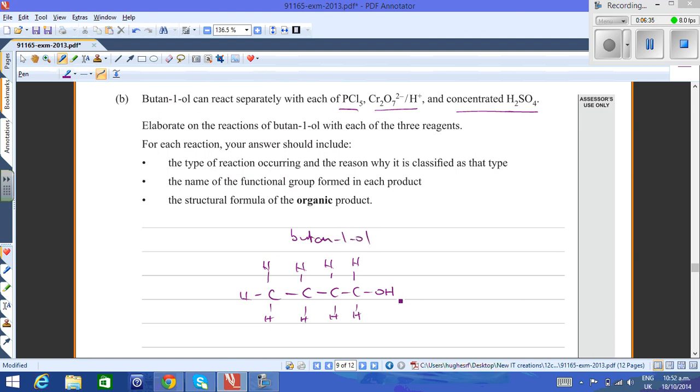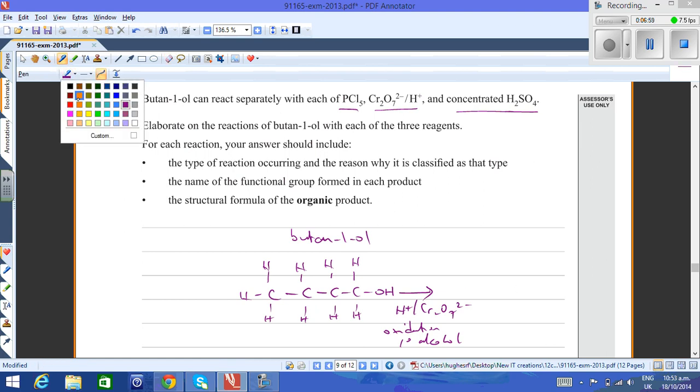And the first reaction we'll take a look at is what happens if you use acidified dichromate, Cr2O7 2-. And of course, this is oxidation of a primary alcohol, and that will give us a carboxylic acid. So you'll have a 4-carbon chain there, and we'll just do that properly. 4-carbon chain, 1, 2, 3. So 4-carbon chain, and then you have your carboxylic acid group on the end, and this is going to be butanoic acid.